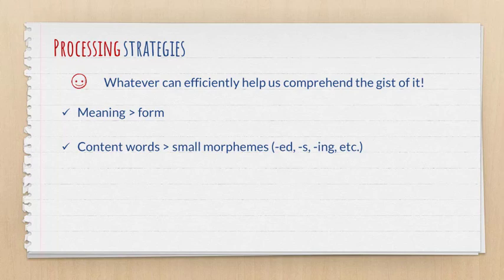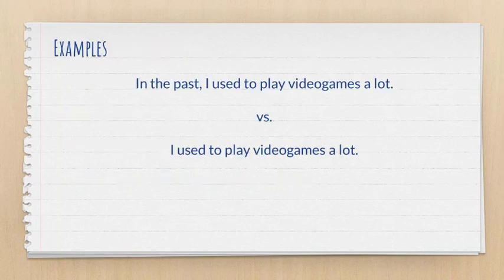The second one is content words over small morphemes. Again, very similar to the first one, right? If I can understand that you're talking about past tense without processing the ed ending, then good enough for the brain. And of course, we tend to process or rely on non-redundant forms more than redundant forms. What does that mean? Let's look at an example.